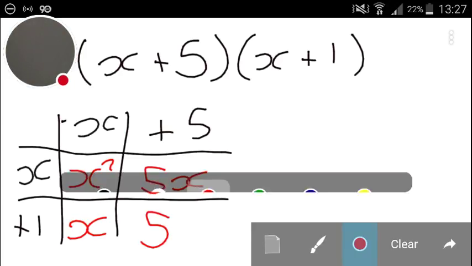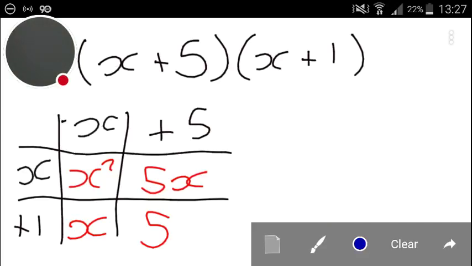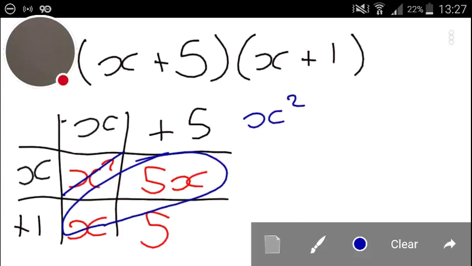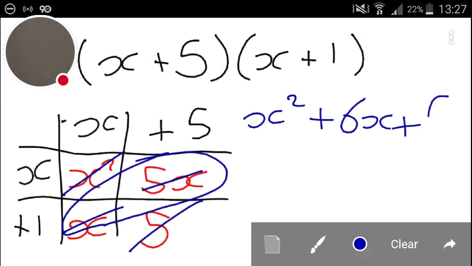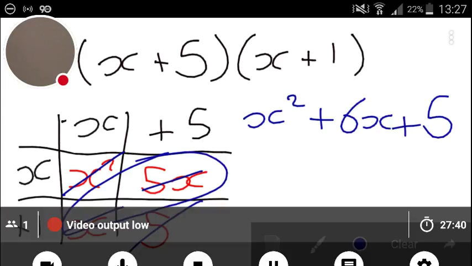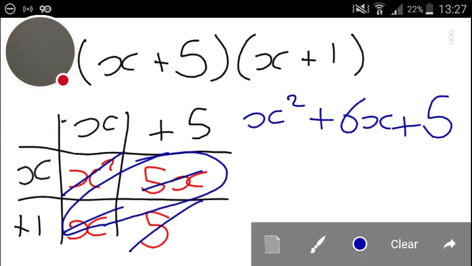As I did earlier, I gather everything together and present it in one sum, one expression. So I have my x squared, nothing else with a squared, so I'd have to leave that on its own. I have 5x and x, so gather them together, gives me 6x, and those two are gone. And then I have my 5, again, just tag it on at the end. So I have x squared plus 6x plus 5 is the expansion for that expression.